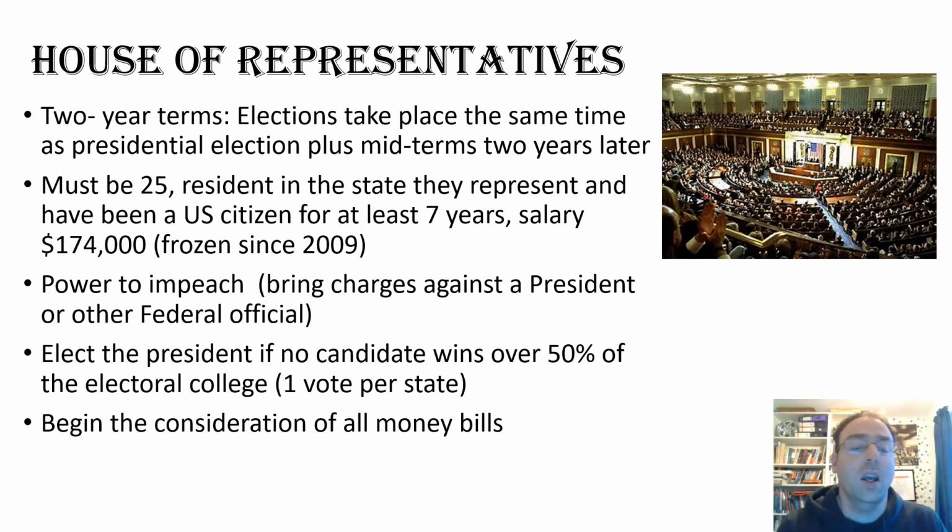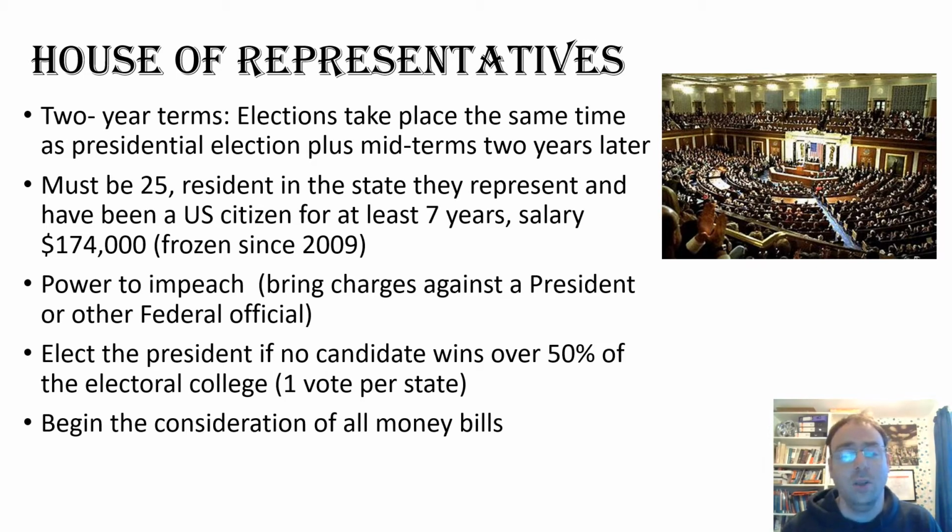To become a congressman or a congresswoman, you need to be 25, you need to be resident in the state that you represent, and have been a US citizen for at least 7 years. And the salary is $174,000. Now, this has been frozen since 2009, and there definitely is an image problem for members of Congress in the US. Often they're blamed for the fact that not a lot happens and for failure to really deliver on things that are promised and deal with problems that are there.